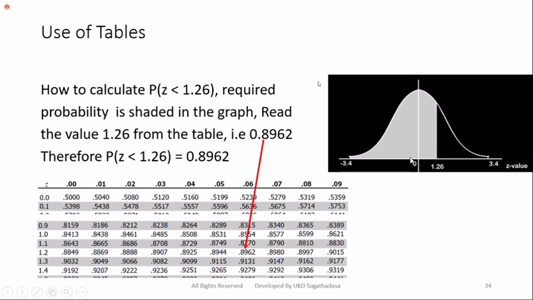If you took 0 here instead of 1.26, then you have to take the area less than 0. See the table here, and it is interesting. When it says 0, what is the value? Can you see the screen? 0.5, because both sides are symmetrical. 0.5 plus 0.5 will be 1. It's the logical thing, just try to understand.